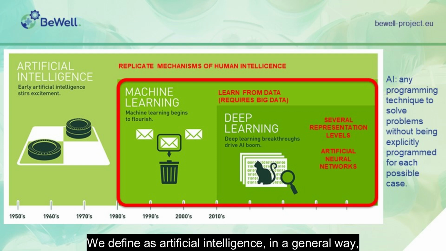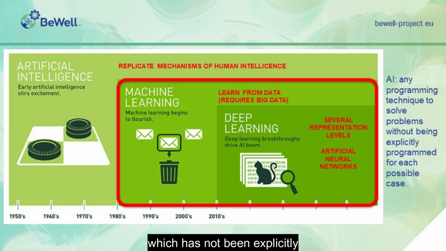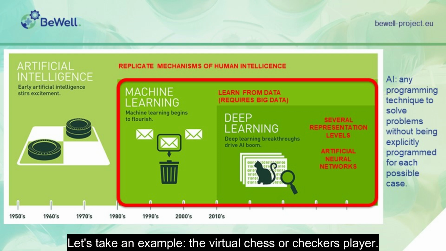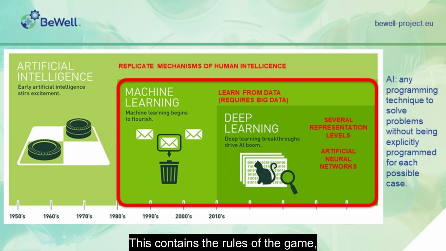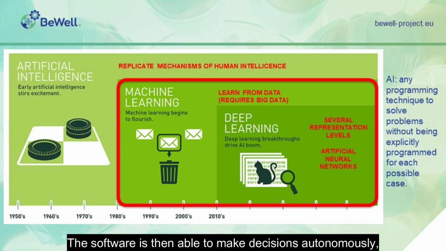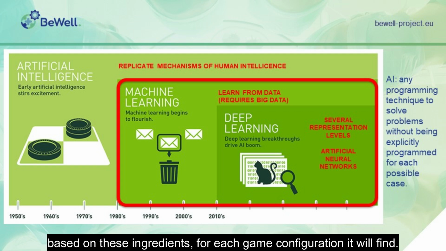We define as artificial intelligence in a general way any programming technique to solve a problem, which has not been explicitly programmed for every possible case it will face. Let's take an example, the virtual chess or checkers player. This contains the rules of the game, some fundamentals of strategy and the history of some games. The software is then able to make decisions autonomously, based on these ingredients for each game configuration it will find.